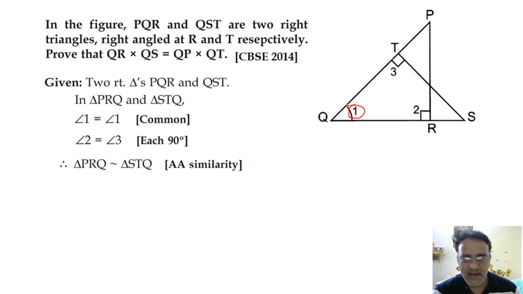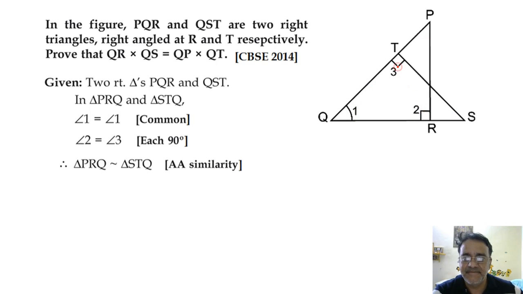Okay, one minute, angle 1 is common to this angle 1, and these two angles are equal. One more pair is there, angle P and angle S. Okay, you tell me the opposite side of angle P. QR. Angle S, QT. Okay, fine.